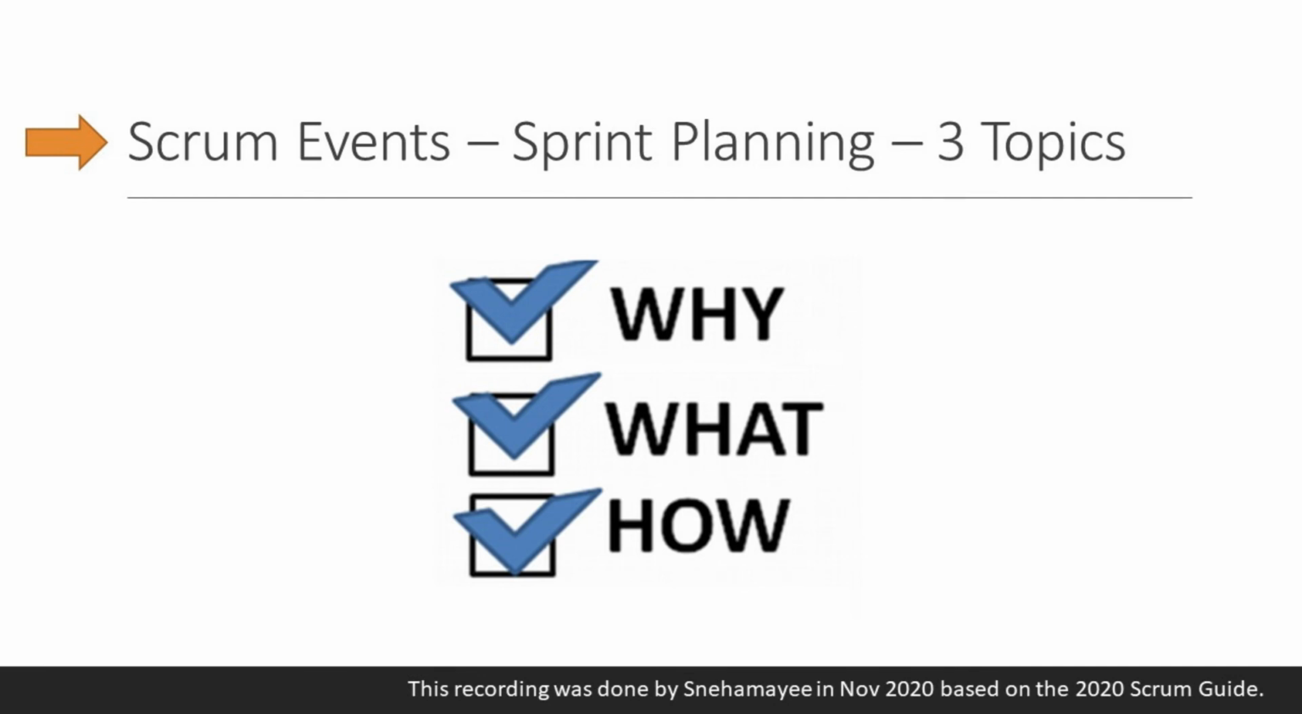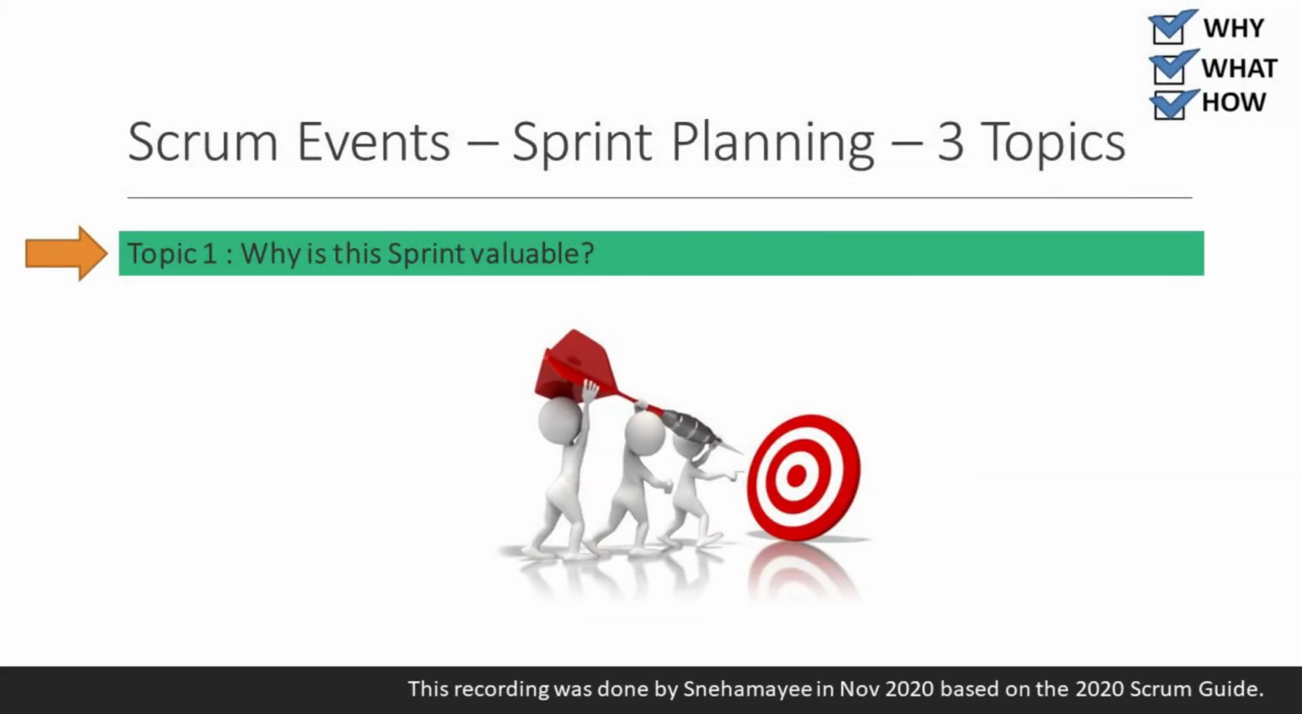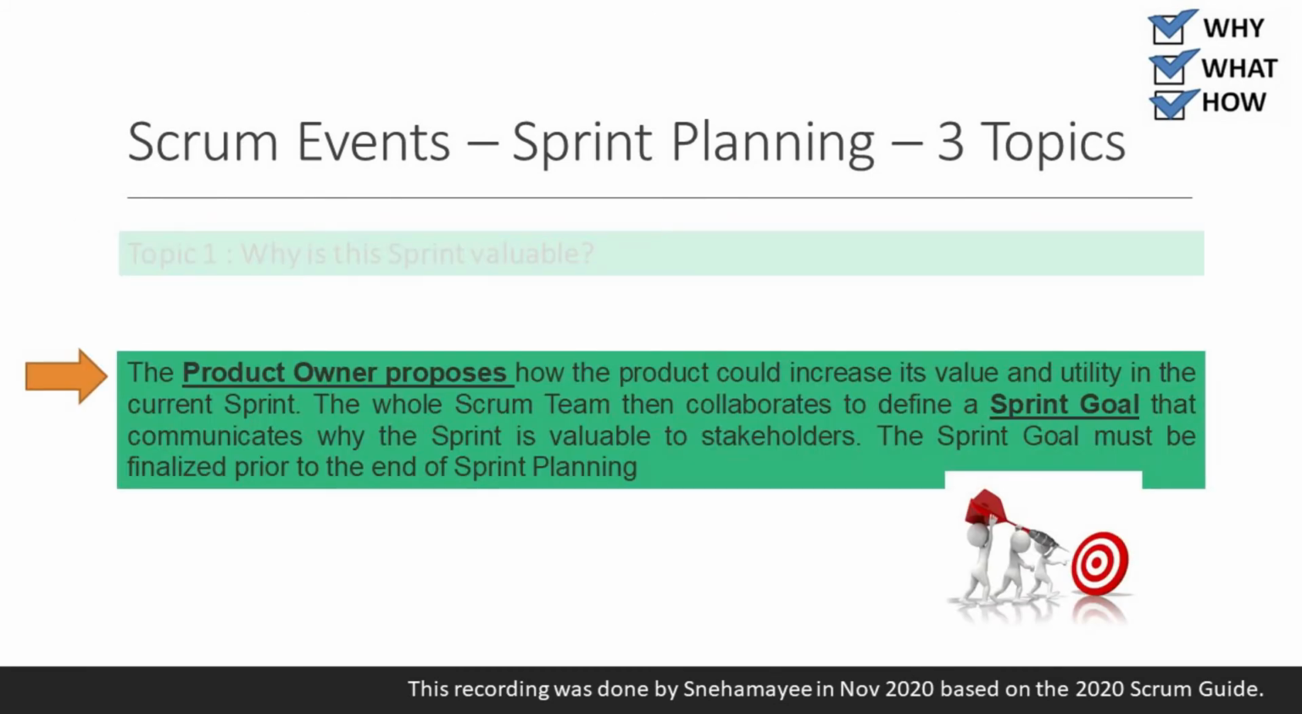Scrum events, sprint planning, 3 topics. Topic 1. Why is this sprint valuable? The product owner proposes how the product could increase its value and utility in the current sprint. The whole Scrum team then collaborates to define a sprint goal that communicates why the sprint is valuable to stakeholders. The sprint goal must be finalized prior to the end of sprint planning.